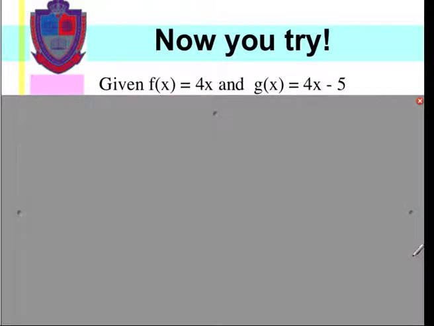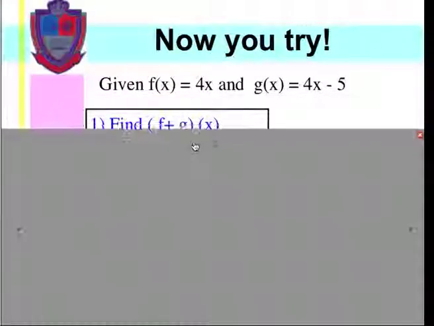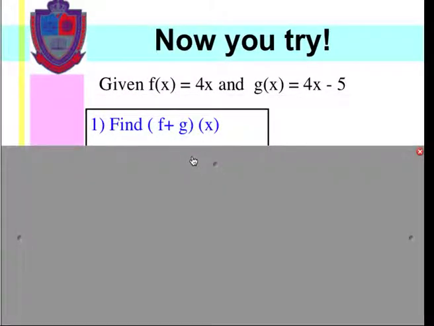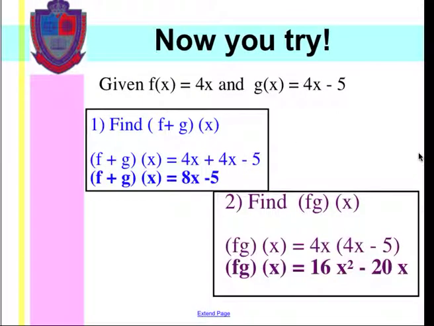So you try. Pause the video. See how much you understood this. I'm giving f of x equal to 4x and g of x is 4x minus 5. I want you to try adding and then try multiplying. Perfect. You should get something that looks like this.